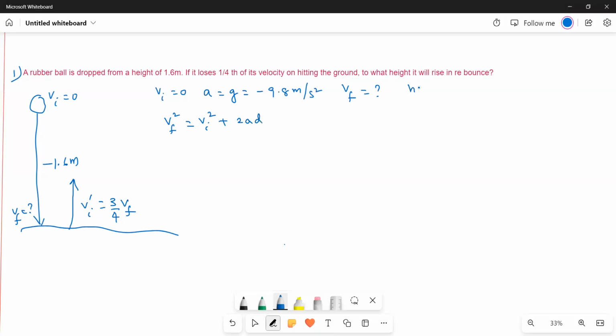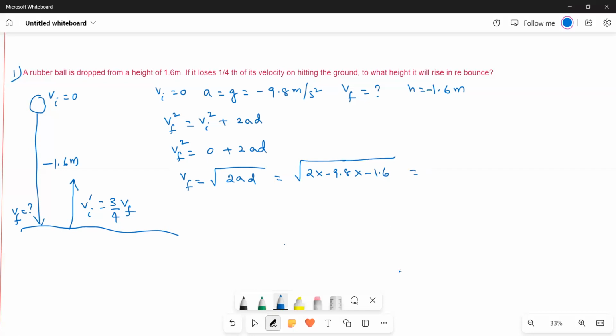Here height h is equal to displacement d is equal to 1.6 meters. I'm taking the 1.6 meters as negative because it is falling down. Now Vf square is equal to 0 plus 2ad, or Vf is equal to square root of 2ad. That is equal to square root of 2 into minus 9.8 into minus 1.6.